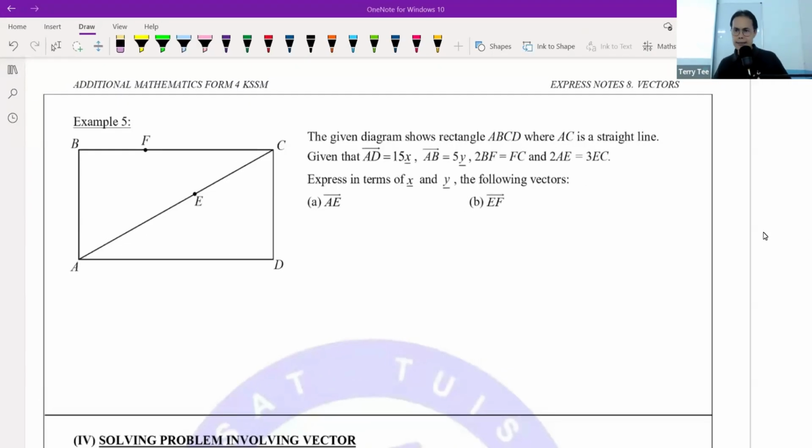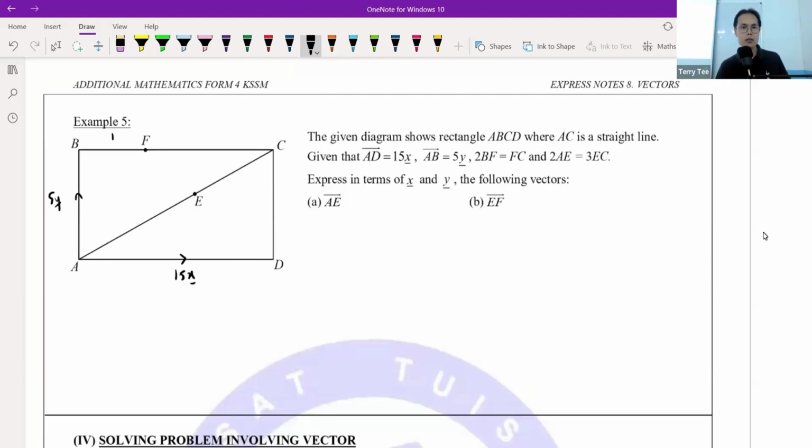Right, so this is another example that you all need to know. Sometimes they give it in the form of a parallelogram, sometimes a rectangle, they can even give a rhombus. The key is it must be a quadrilateral, right? Or they may give you a trapezium as well. So here we have rectangle ABCD, where AC is a straight line, AD is 15x. And this length from here to here is 15x. AB is 5y.